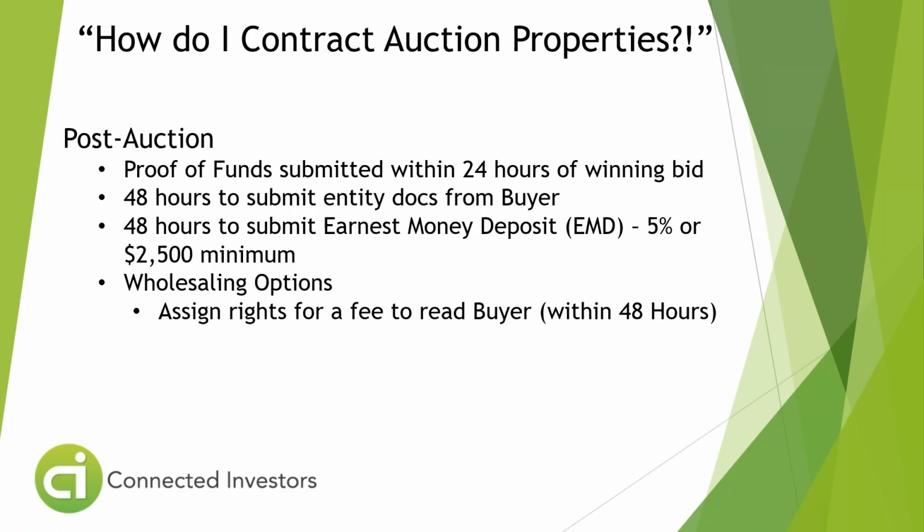So what you want to do is you can assign your rights for a fee to the buyer. In other words, you're not assigning the contract. You're just assigning your rights to buy this property at the bid price that you have it. The buyer pays you, but you've got to make all this happen within 48 hours. Okay, so that's one option that you can do.